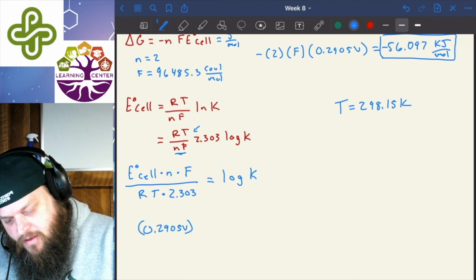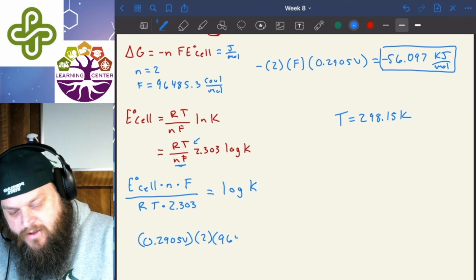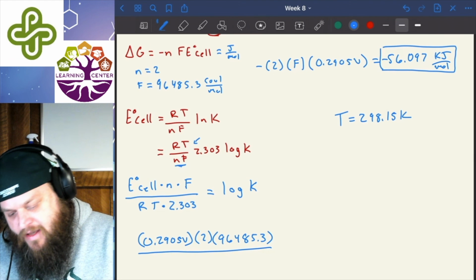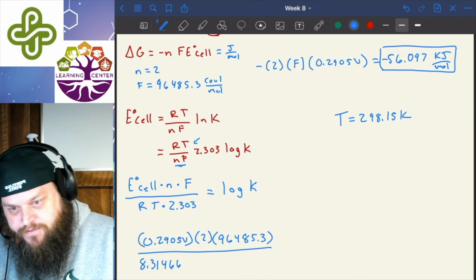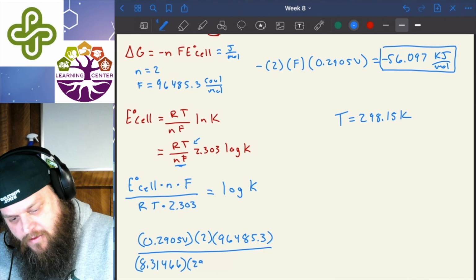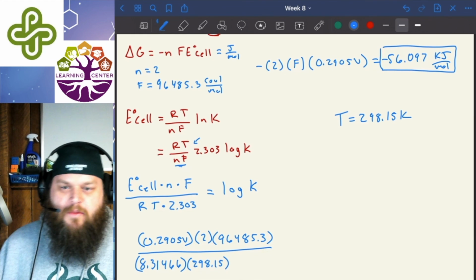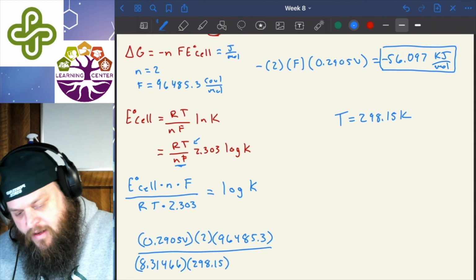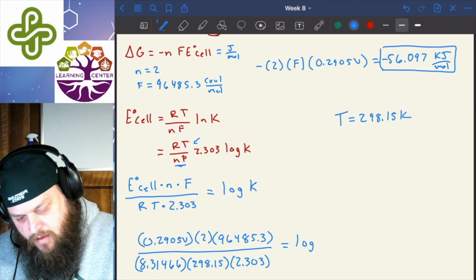0.2905 volts times 2 times our Faraday constant, which is 96,485.3. We're going to divide that by our gas constant, 8.31466, multiplied on the bottom by our temperature, 298.15. A lot of books let you get away with 298, which is probably fine, but I like to add that extra couple decimal places. And then we multiply by 2.303. That's going to equal log of K.